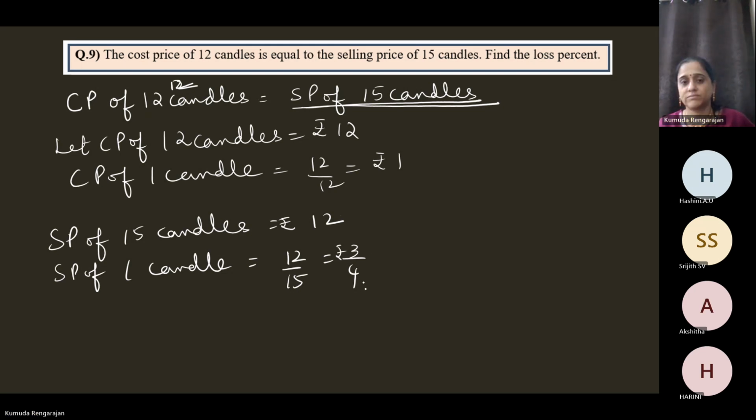So clearly, see here, what is the CP of one candle? 1 rupee. What's the SP of one candle? 4 by 5. It's less than 1. How will you make out if it's a profit or a loss? By comparing the CP and SP of the same unit. You cannot compare CP of 15 candles and SP of 20 candles.